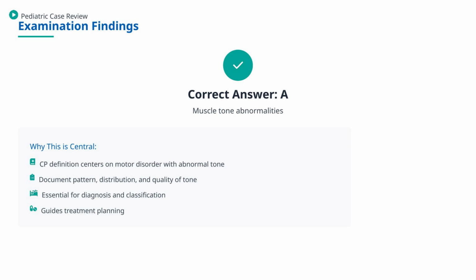Muscle tone abnormalities. Cerebral palsy is defined as a group of permanent disorders affecting movement and posture due to non-progressive disturbances in the developing brain. Assessing and documenting the pattern, distribution, and quality of tone abnormalities is fundamental to diagnosis and classification of cerebral palsy. While the other assessments are important, tone evaluation is central.